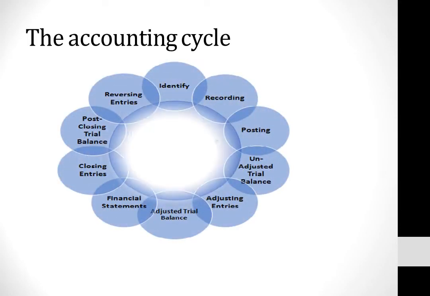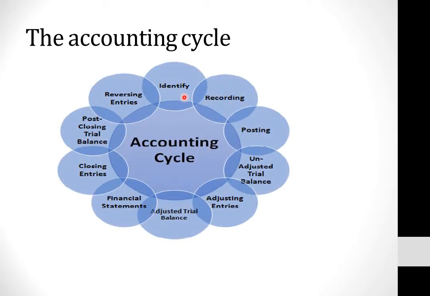Let's revise and remember the accounting cycle. We said before that the accounting cycle starts by identifying the financial transactions, then recording these financial transactions within the journal and posting to ledger. After posting to ledger, we prepare a trial balance. This trial balance is called the unadjusted trial balance.